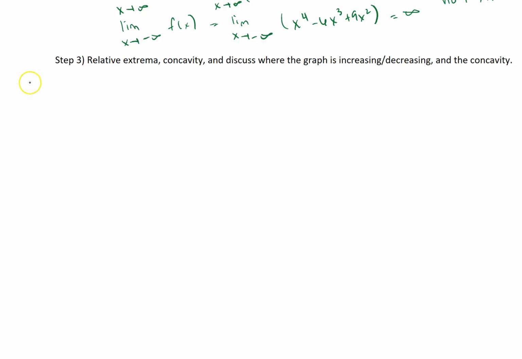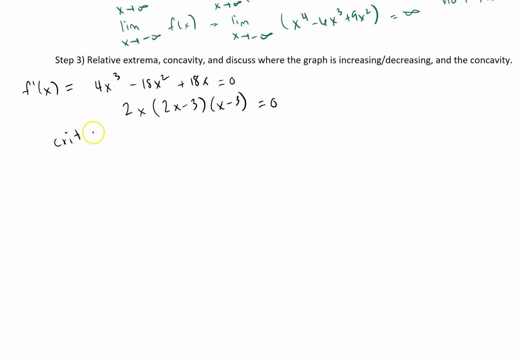So I'm going to find the first derivative, which is f prime of x equals 4x cubed minus 18x squared plus 18x. And that's a polynomial, so it exists everywhere. If I set it equal to 0 and factor, this factors to be 2x times 2x minus 3 times x minus 3. So if I set that equal to 0, I get critical numbers, or critical points of x equals 0, 3 halves, and 3. So I probably could do the second derivative test here, but because I want to know where this thing is increasing or decreasing, I'm just going to go ahead and do the first derivative test, because that'll tell me that information and my relative extrema.